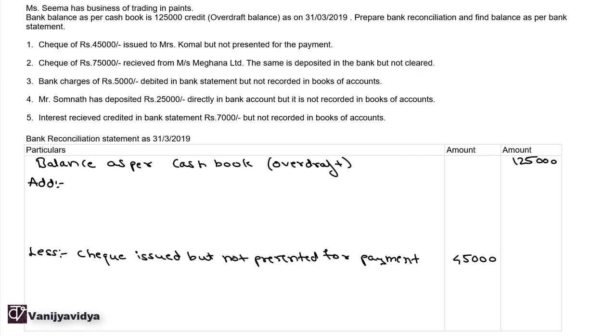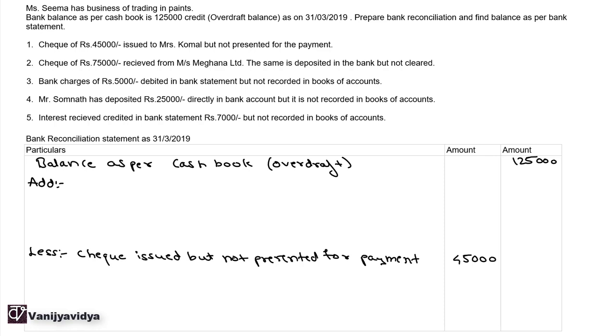So there was some check of 75,000 received from Messrs. Meghna Limited. Now since we have received the check and it's deposited in the bank, it is recorded in our cash book. So to that extent, our overdraft balance will be less in the cash book, but the same is not cleared in the bank, so it is not recorded in our bank statement. So to the extent of 75,000, our overdraft balance in our bank statement will be greater. Now since we are moving from cash book to bank statement, we have to add 75,000.